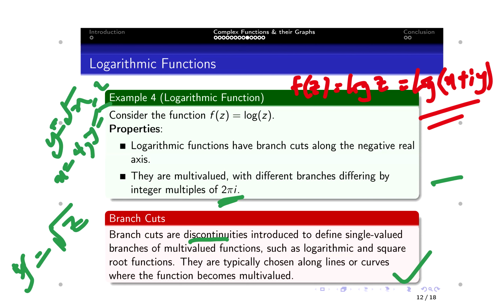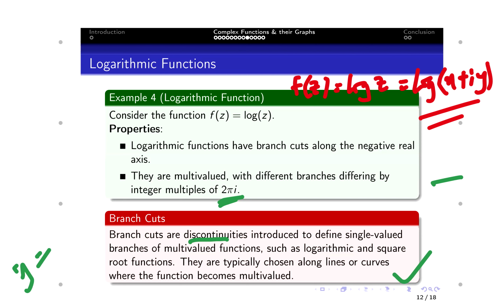So branch cuts are discontinuities introduced to define single-valued branches of multi-valued functions, such as logarithmic and square root functions. They are typically chosen along lines or curves where the function becomes multi-valued.